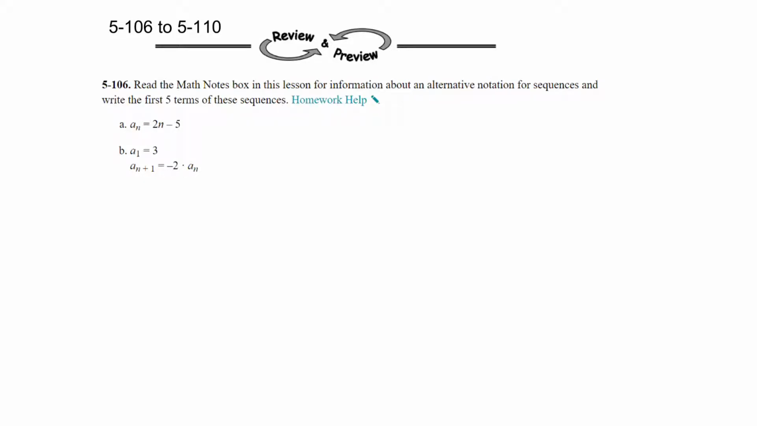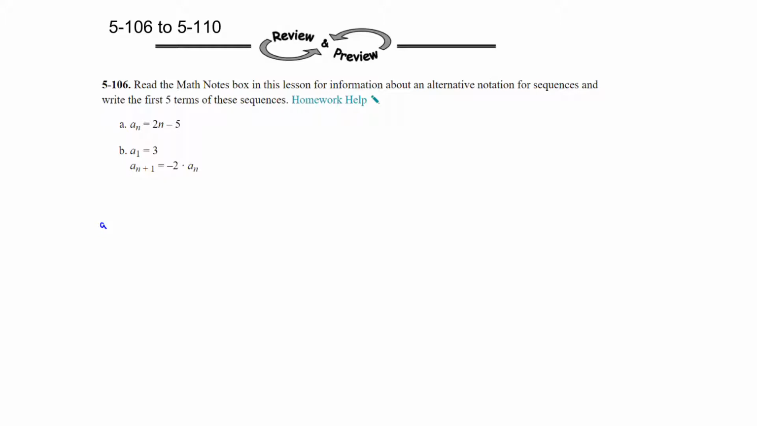Welcome to questions 106 to 110 in Chapter 5. Question 106, read the math notes box in this lesson for information about alternative notation for sequences and write the first 5 terms of these sequences. So we've done the recursive before, but there is an alternative notation to this, and that's using the A sub n format. So make sure you read the math notes on this.